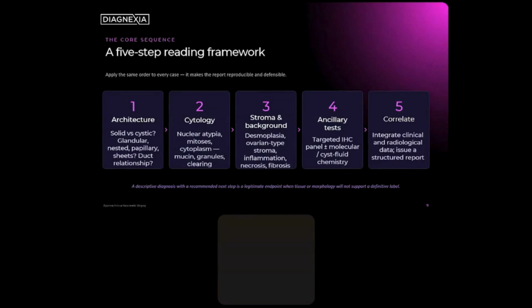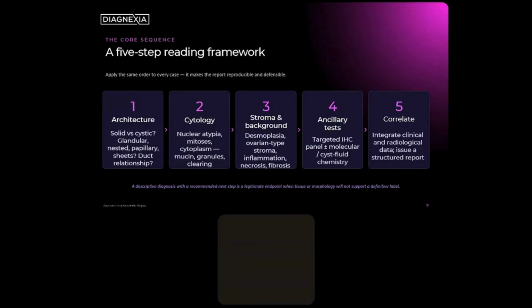So desmoplasia can be very useful. We know that mucinous cystic neoplasms contain an ovarian type stroma, and that in itself is diagnostic. If you see those spindle cells and you decide, oh, well, I'll do a CD10 or a PR, and that confirms it, that is diagnostic in its own right. And then look for inflammation, necrosis, fibrosis. These are usually seen, as I said, in both neoplastic and non-neoplastic disease.